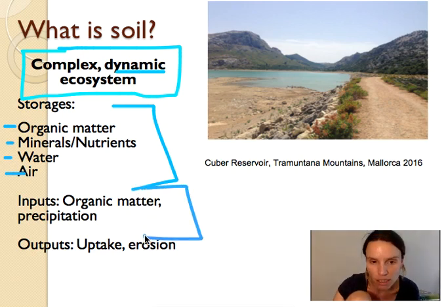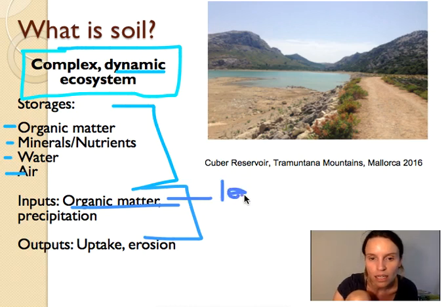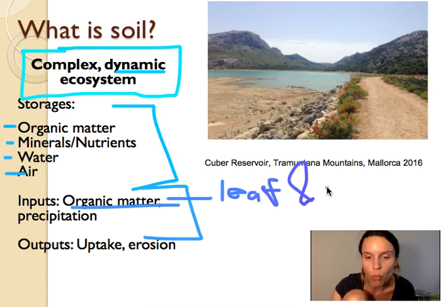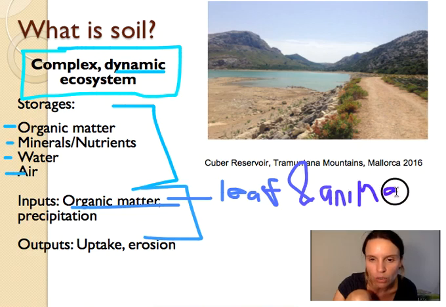The inputs are obviously organic matter through things like leaf litter and decomposing organic matter like dying animals, leaf and animal. Precipitation is what brings water into a soil profile. And then you also have minerals brought in to a soil profile from bedrock below that is being weathered up into the soil.